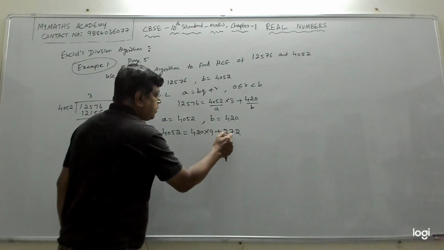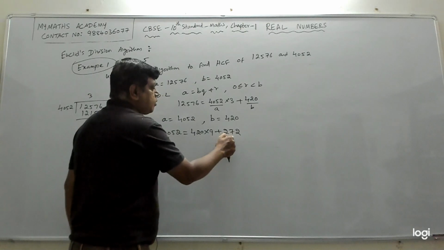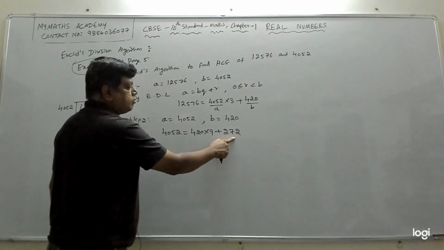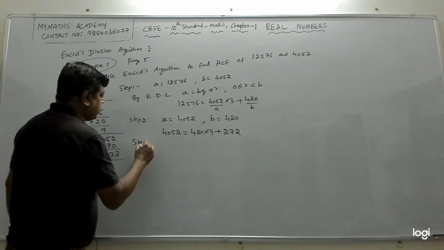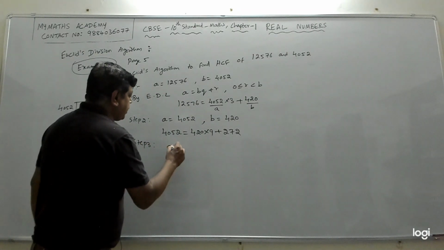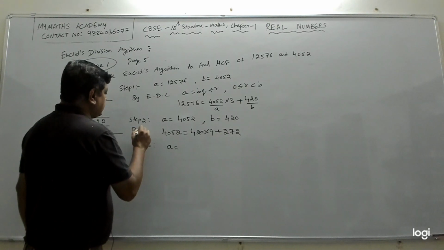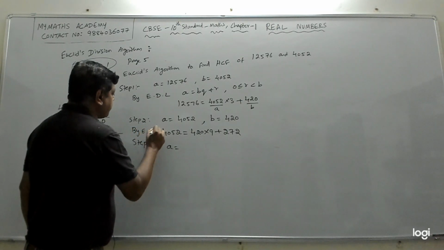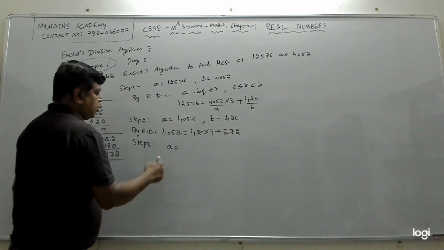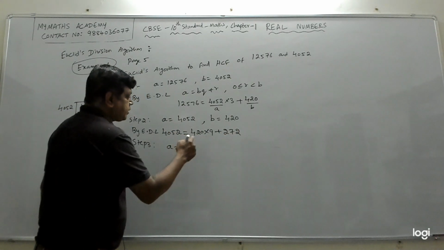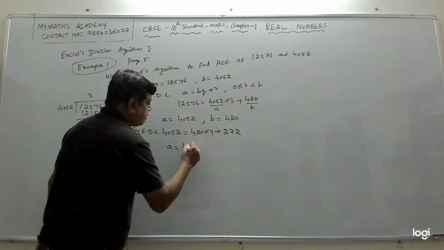Now again we should check whether this R is equal to 0. This is not equal to 0. So R is not equal to 0. When R is not equal to 0, we should go to the next step, step 3. By Euclid's division lemma, I can write this as BQ plus R. Now again in the third step, I will take my A as this one, the B, 420.